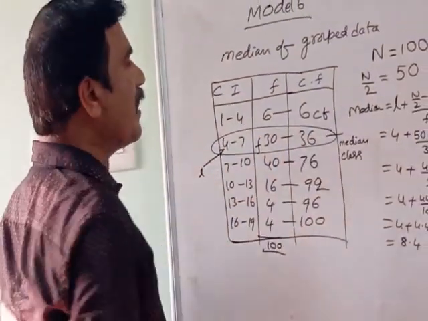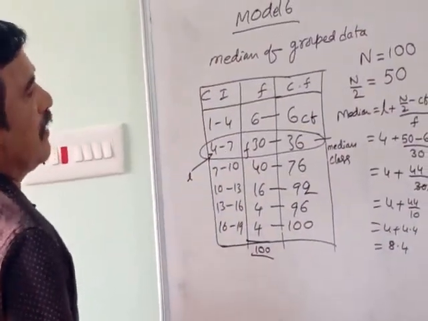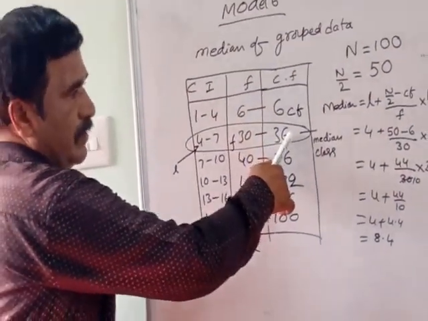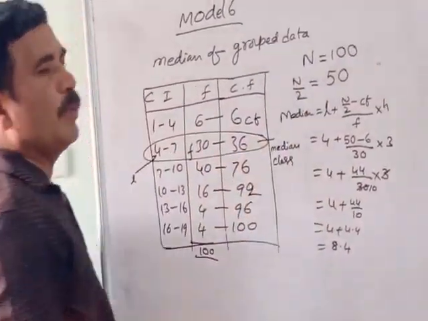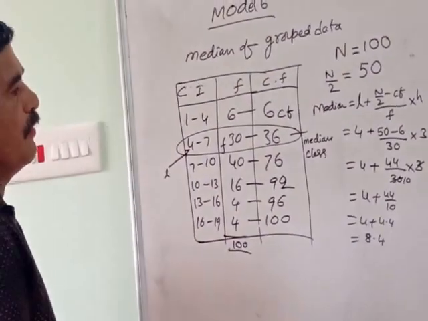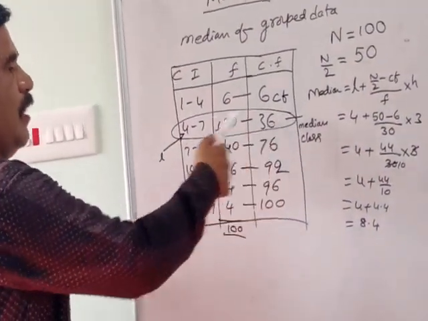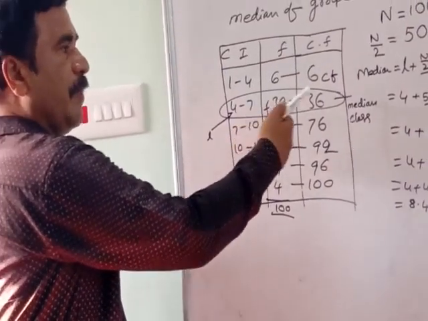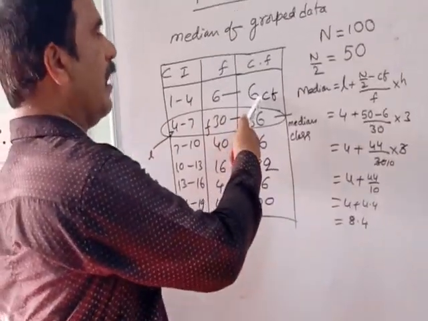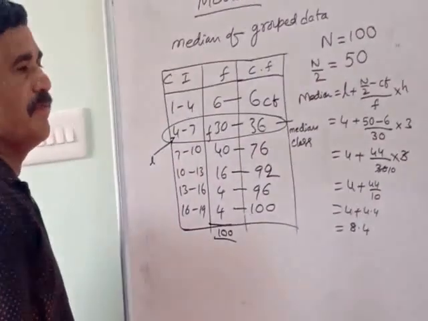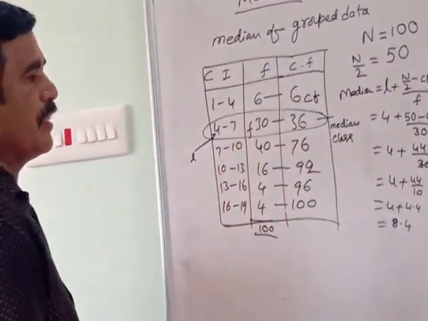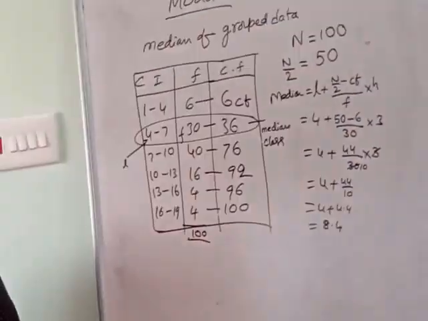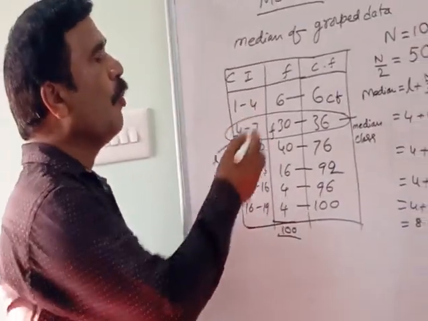Listen carefully. Here, taking the median class is the only important thing. The cumulative frequency which is near to n by 2, near to n by 2, take it as the median class. Median class value is L. Median class frequency is f. The preceding value of the median class is Cf. Then substitute in the formula, and we will get the median of grouped data easily.